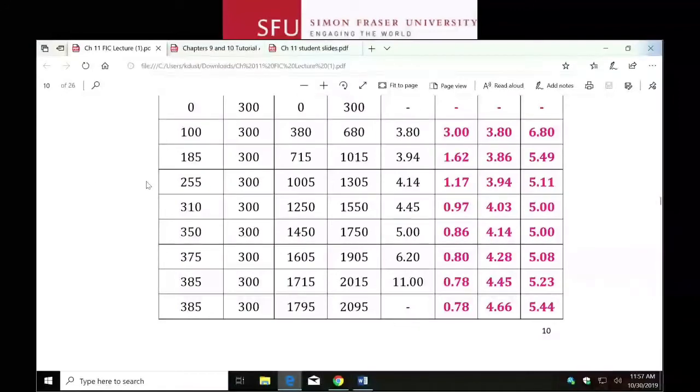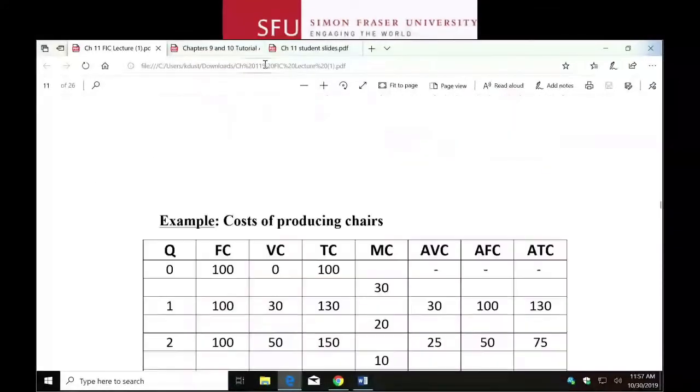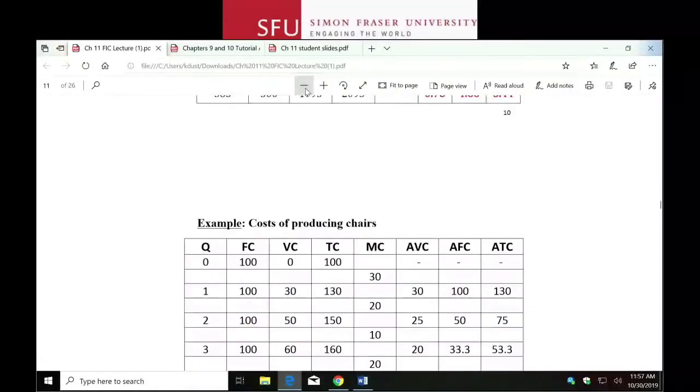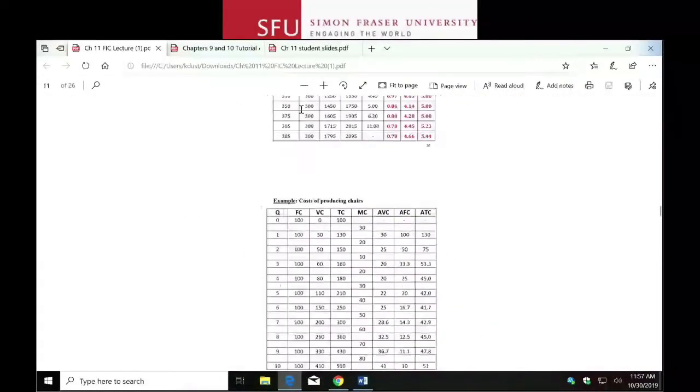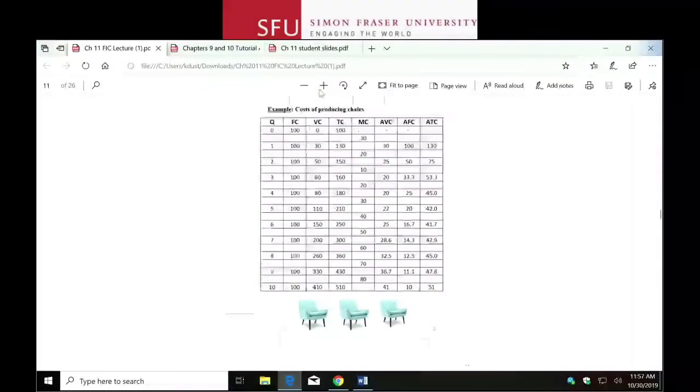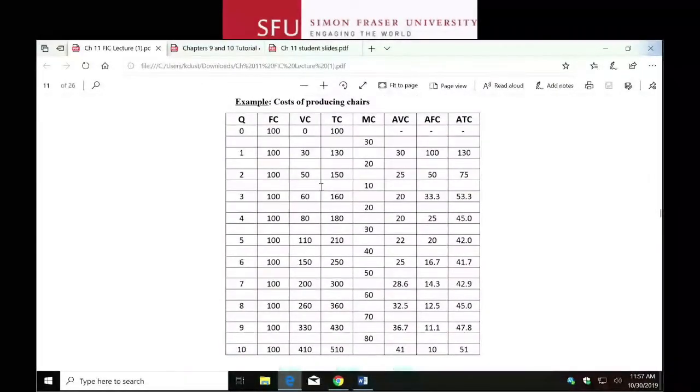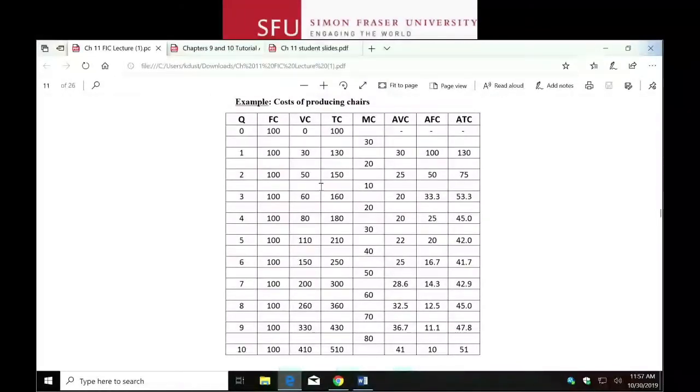Now on the next page is a bigger example. All right, so this is a bigger example. This is about a chair producer, but the pattern of the numbers is all the same. So we've got quantity of output, we have a fixed cost, which is fixed, we have a variable cost, which increases, a marginal cost. Now the marginal cost actually decreases at first, right? It goes from 30 to 20 to 10, and then it starts to increase. And we'll talk about examples like that in a little bit.